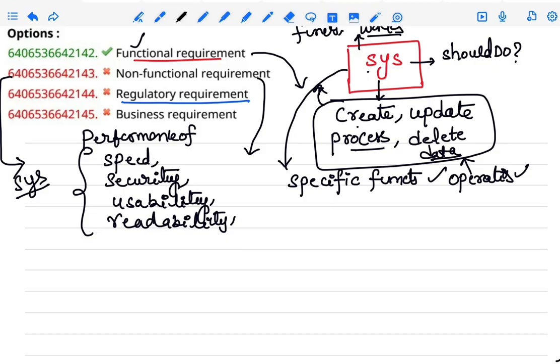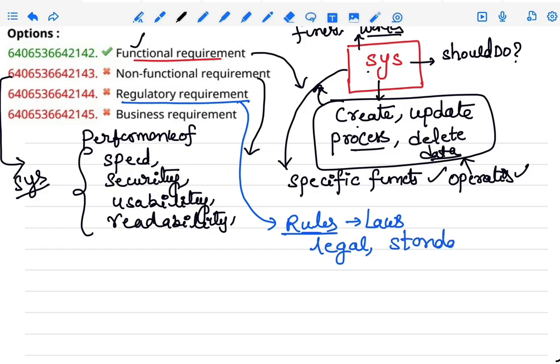And what are regulatory requirements? Regulatory requirements means rules. So these are related to rules and laws, for example legal laws and industry standards and rules and laws. So all of this comes under regulatory requirements.